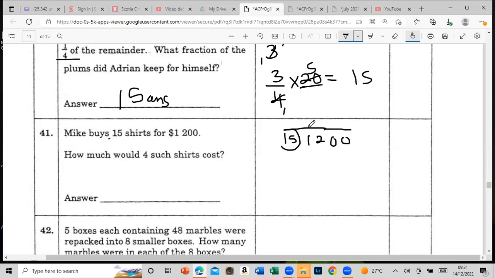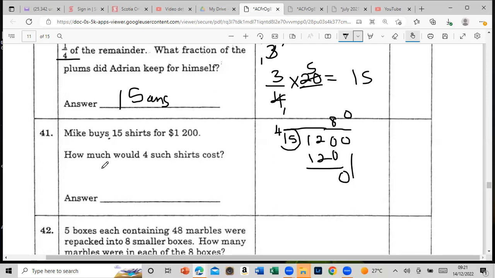15 into 1, you can't. That's 0. 15 into 12, you can't either. How many times do we add 15 to give us 120? Alright, is it 8? Is it 9? Is it 10? Can't be 10, right? Because it'll be 150. So that's 8 times. 8 times 5 is 40. 8 once is 8, and that's 12. Alright, so this is 0. 4 into 0, 0. So we know that it's $80 for 1.